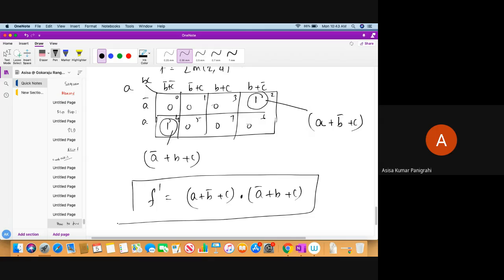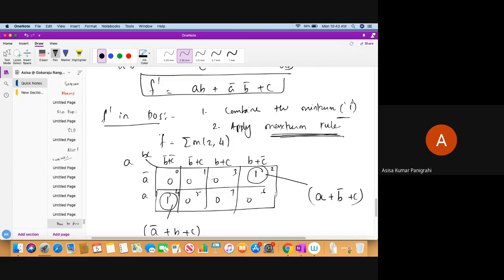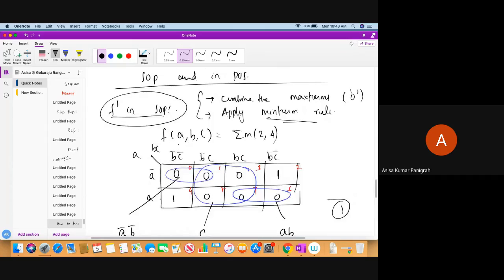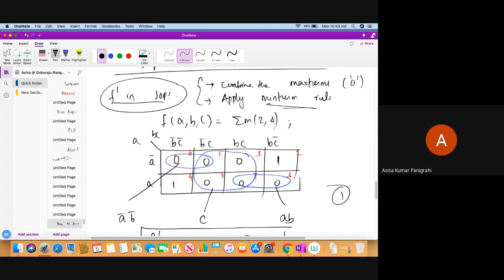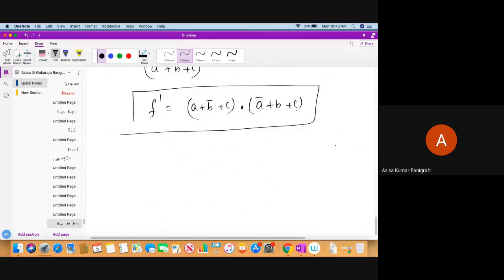Any doubt on this? Please realize. And one more thing, students, very simple. If the question asks you to finally realize it, what do you need to do in order to realize it? Let the same question be given: F of A comma B comma C, summation of m 2 comma 4, find F bar and realize. You have already found F bar in SOP: A B or A bar B bar or C. So we have got this.